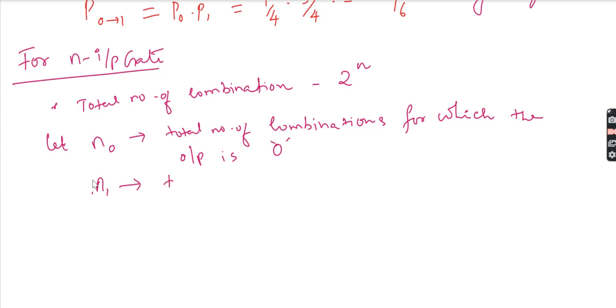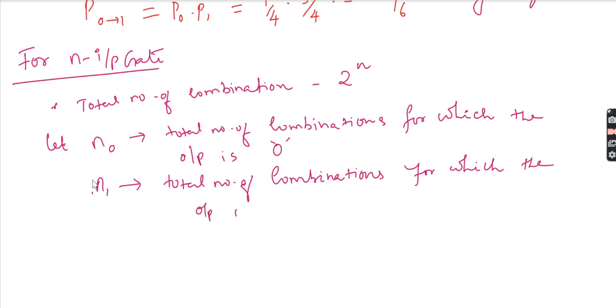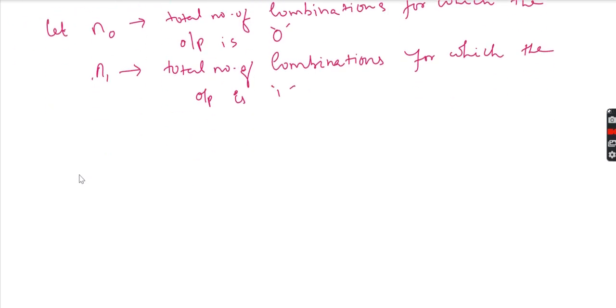Similarly, n1 is the total number of combinations for which the output is 1. Now how can I write this for n inputs? P0 is equal to n0, which is the total number of combinations for which the output will be 0, divided by the total number of combinations, 2 to the power n.